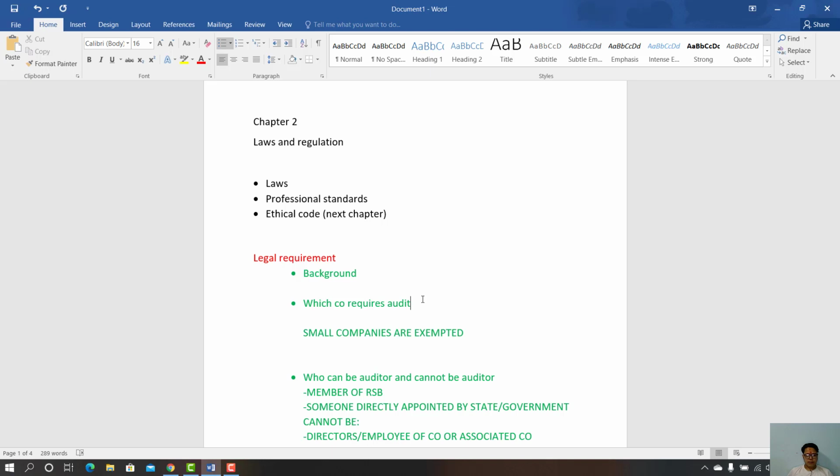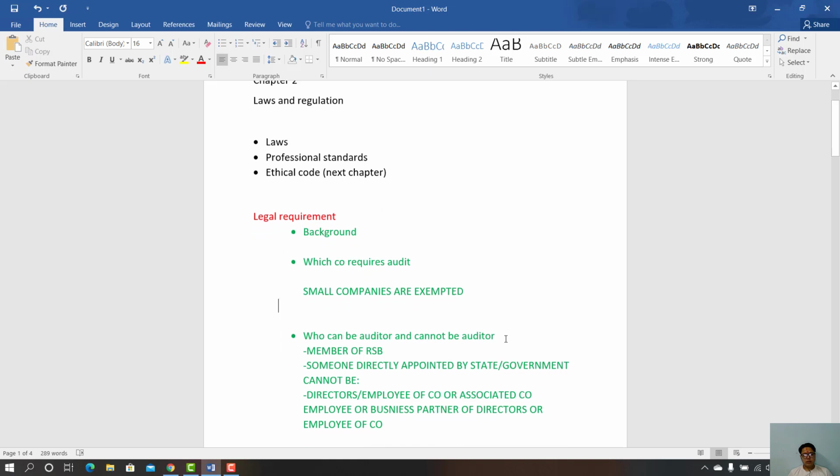Let's continue. In small companies, shareholders and directors will be the same person, so the problem does not exist at all. So in most countries, law creates an exemption for small companies and they are not required to have an audit. The limit for granting the exemption varies around the world. So this is the thing about which company requires an audit. We have said that small companies are exempted and the limit for granting exemption varies from country to country. So let's move to next.